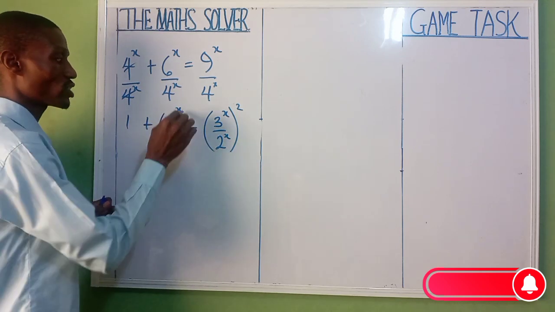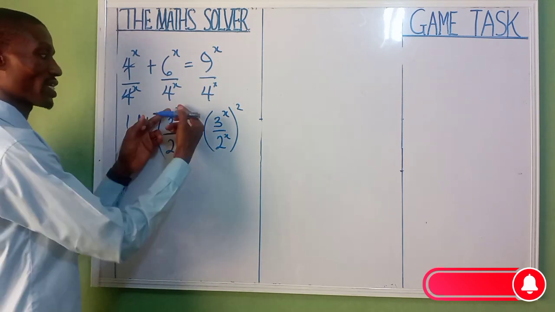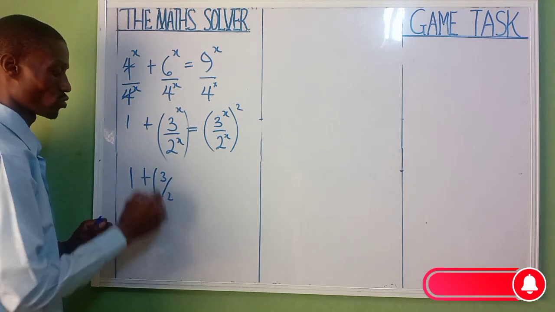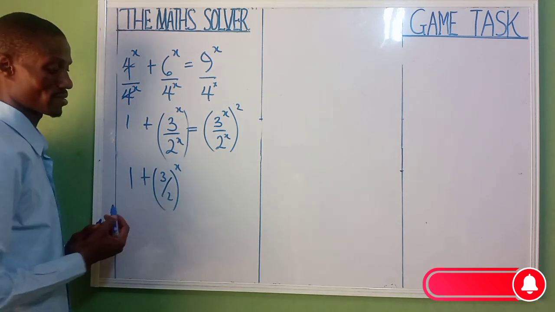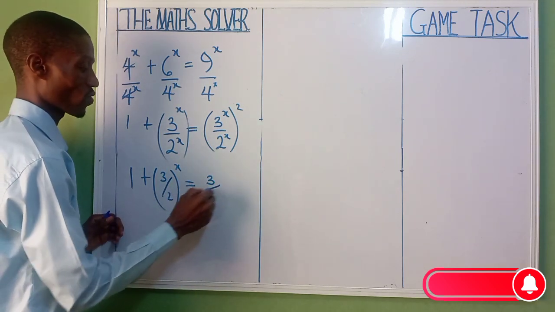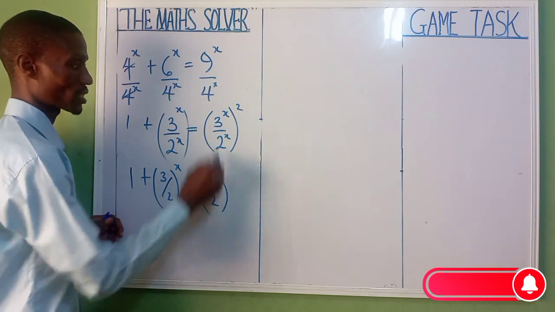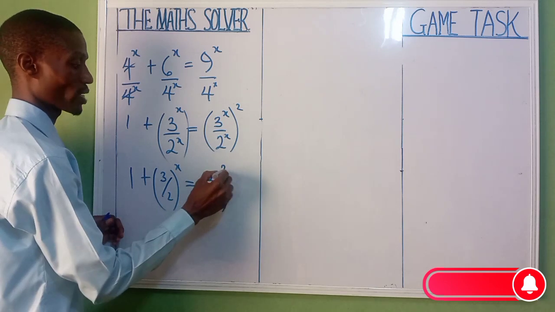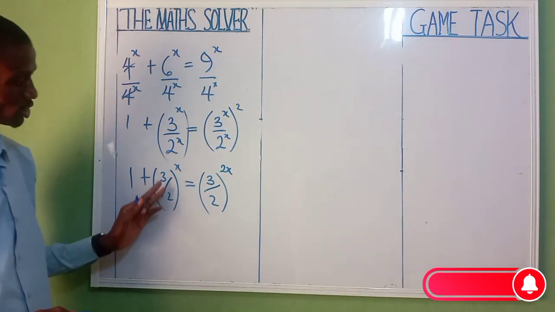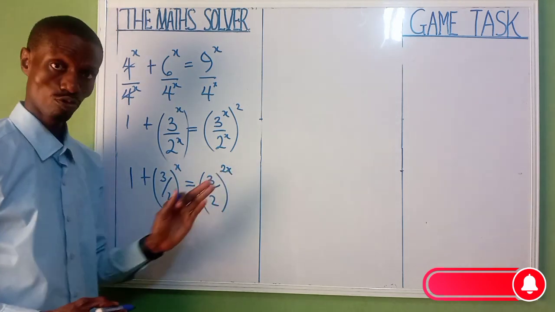Now the next thing I have to do, because we have x and x that's common, that is 1 plus 3 over 2, bring your x outside here because x is common. Likewise 3 over 2, bring your x outside, but 2 is already here, so 2x. As you can see now, the same thing, 3 over 2, 3 over 2. This is power of x, this is power of 2x.